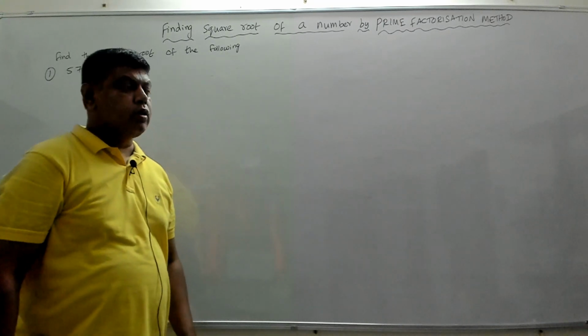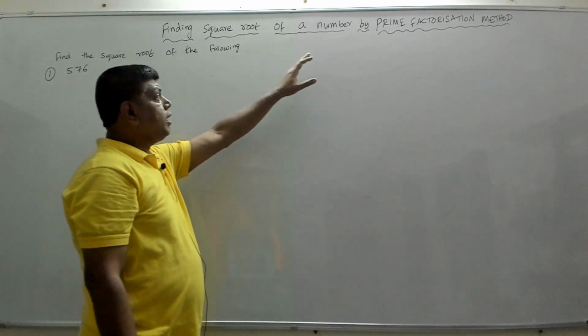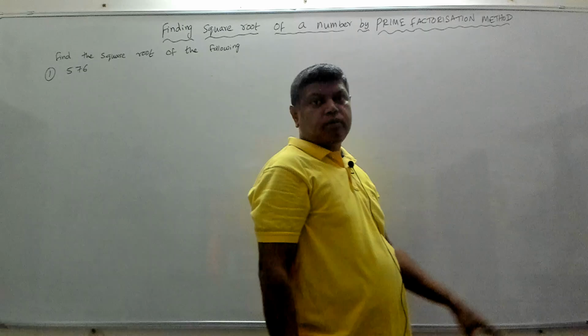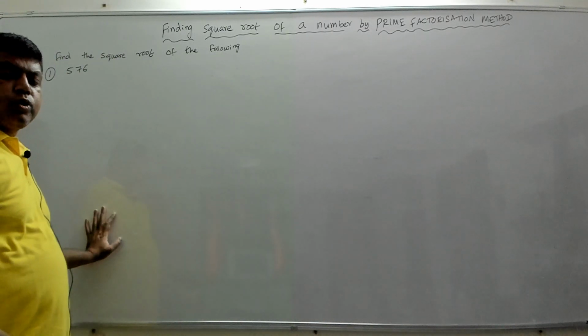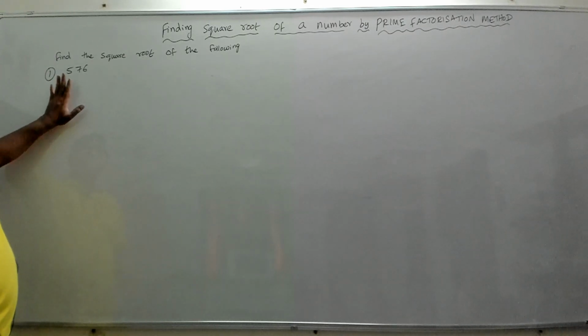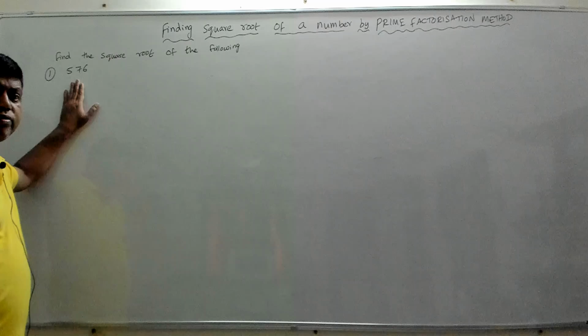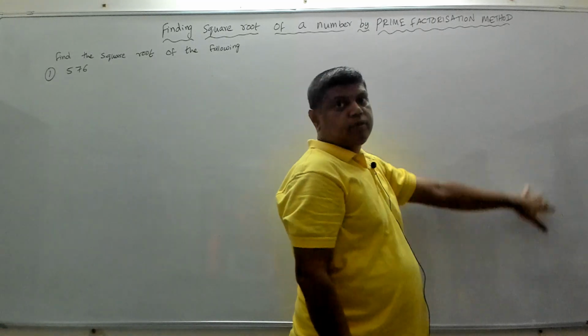In this video, we will learn how to find the square root of a number by the prime factorization method. Using the prime factorization method, how will we find the square root of a number? So let's take the first number. We want to find the square root of 576 by the prime factorization method.